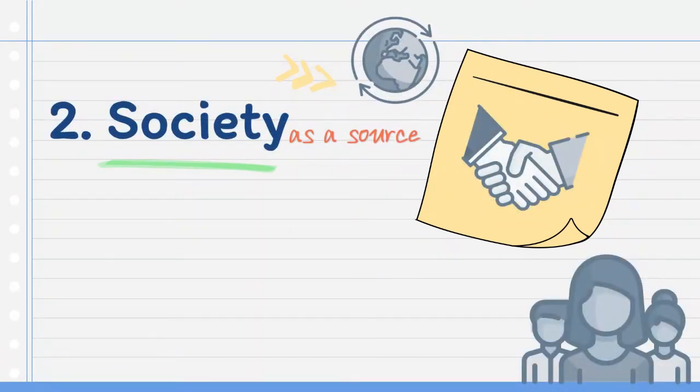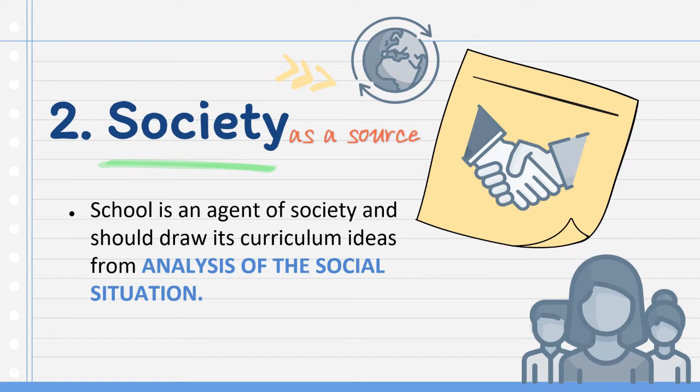Next, society as a source. Schools must realize that they are part of and are designed to serve to some extent the interests of their local communities and larger society. School is an agent of society and should draw its curriculum ideas from analysis of the social situation. School members must be mindful of the other two base ideas, which is academics and development. Further, curriculum designers must consider current and future social needs at the local, national, and global levels.